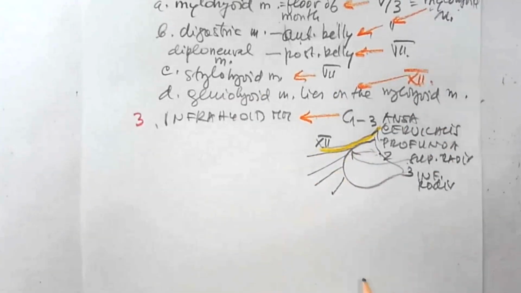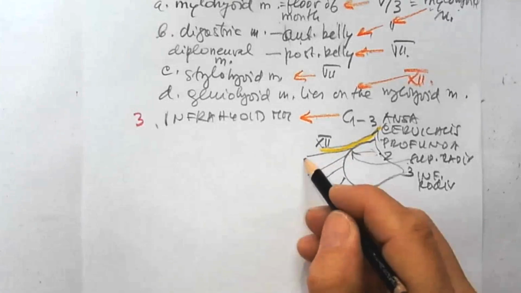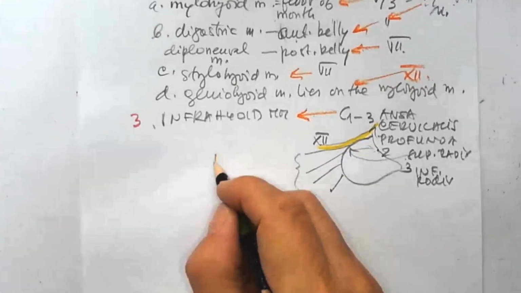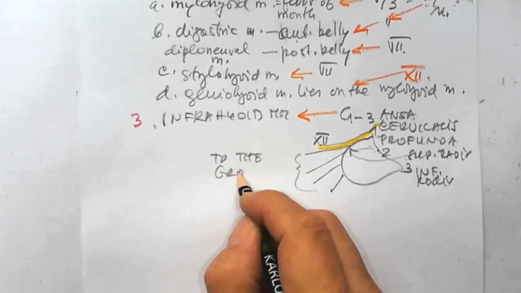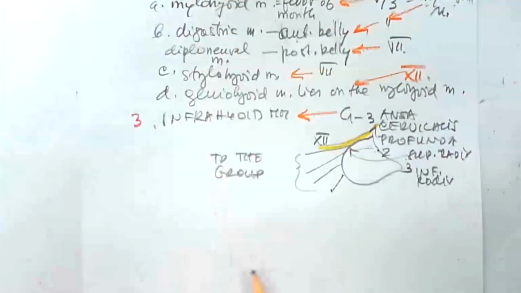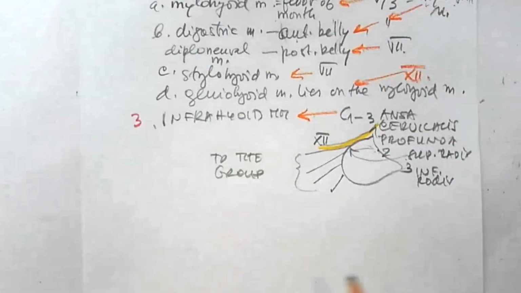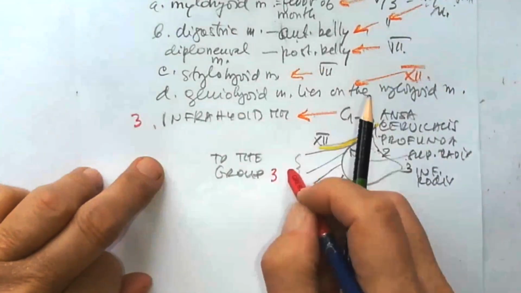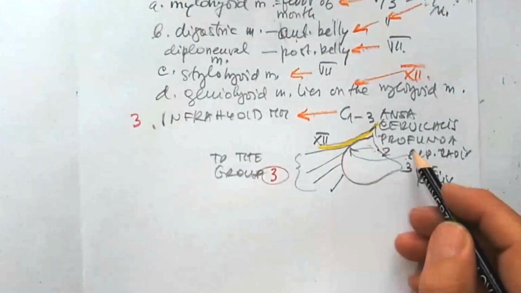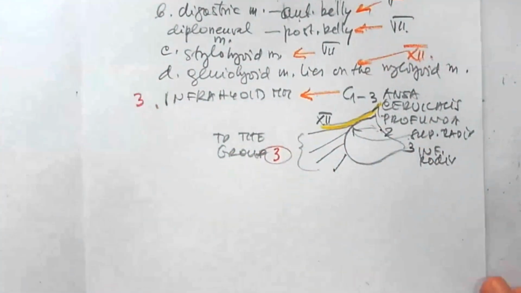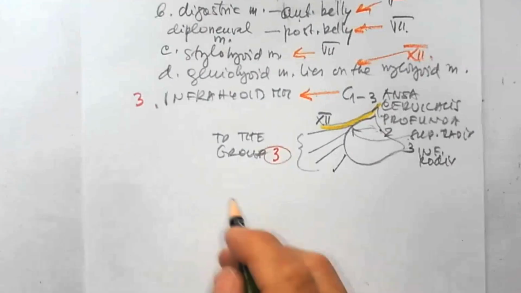It has 4 branches, you see them, and all these branches run to the group 3. Sorry, infrahyoid muscles, group 3. Fine. So we have the third group, ansa. That's why we call it ansa cervicalis profunda. Fine.